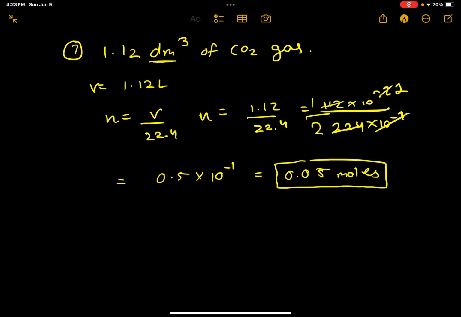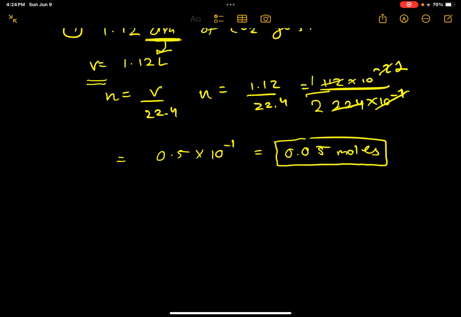I'll explain this one again since it is a little bit tricky. 1.12 decimeter cube is equal to 1.12 liter. So that is the volume we have. And then I took it in 10 to the power. So that means 112 upon 22.4 and then times 10 to the power minus 1, which is 0.05 moles.